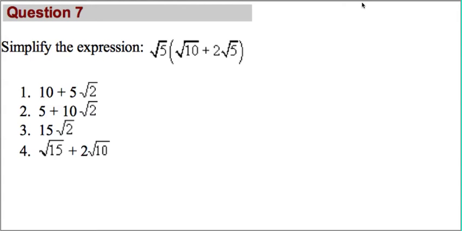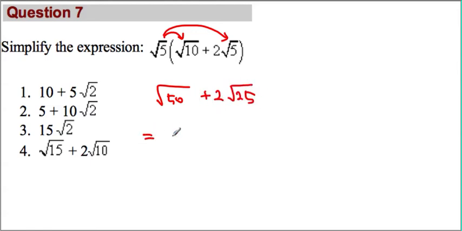So hello, let's look at number 7 and continue. So here we have radical 5 multiplying to these two terms. Then what has to happen is we have to distribute radical 5. Then the first one becomes square root of 50. The second one becomes plus 2 square root of 25.